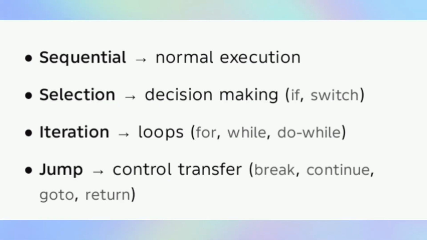Sequential means normal execution. Selection means decision making: if, switch. Iteration means loop: for, while, do while. Jump means control transfer: break, continue, goto, return.